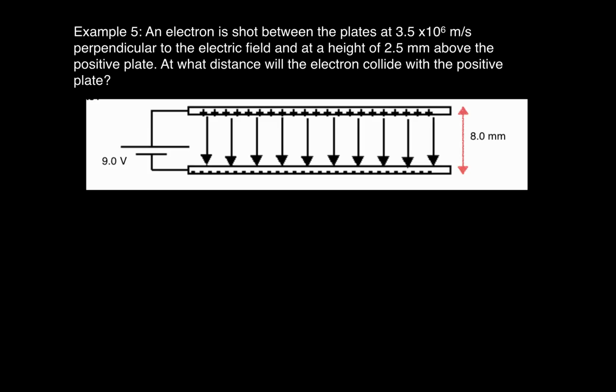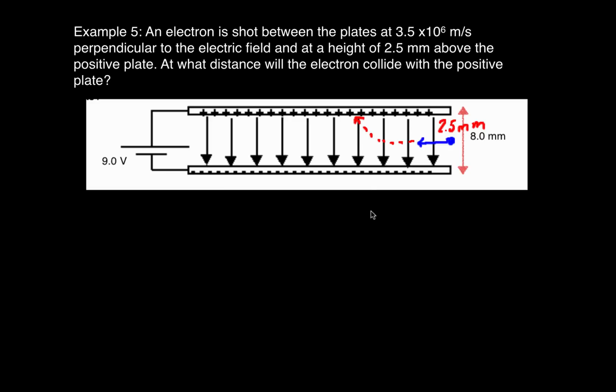In example 5, we have a parallel plate system where the plate separation distance is 8 millimeters and the battery voltage is 9 volts. An electron is shot between the plates at 3.5 times 10 to the 6 meters per second, perpendicular to the electric field, and at a height that is 2.5 millimeters above the positive plate. We know that when an electron or a negative charge is shot perpendicular to the field, it will follow a parabolic trajectory and collide with the positive plate.